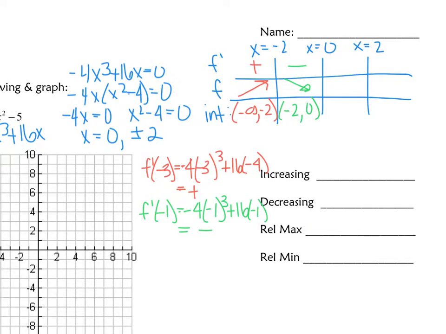Then let's test another point. We're going to do f prime of 1. And we get a positive number, which means our original function is increasing. Once again, the interval is just going to be the interval between these two. This is why it's so important that you put it in numerical order.